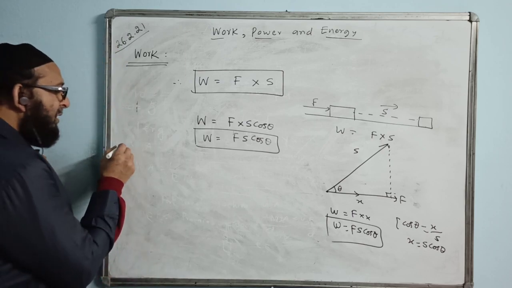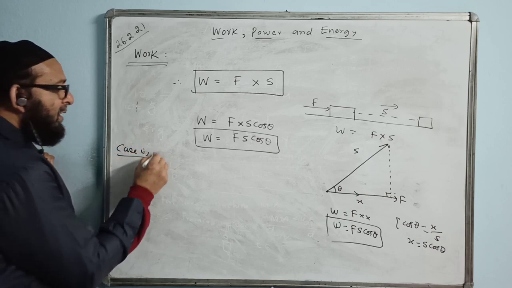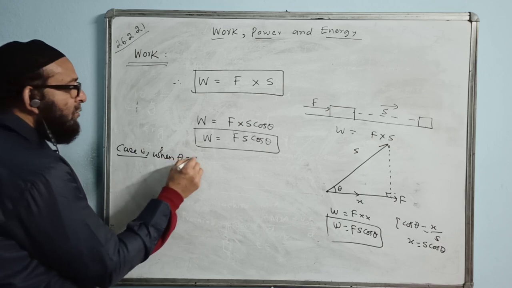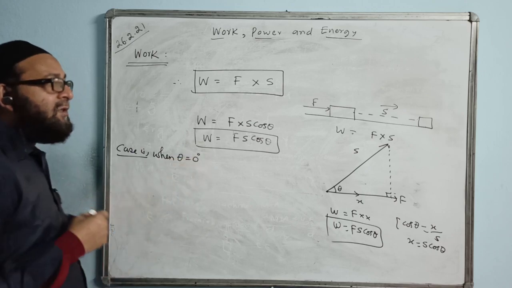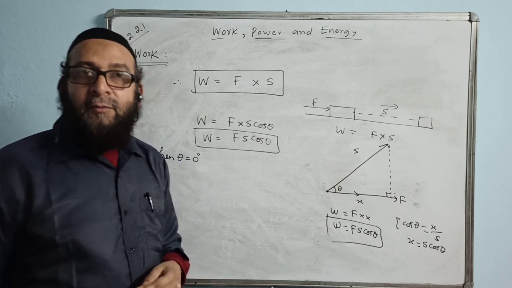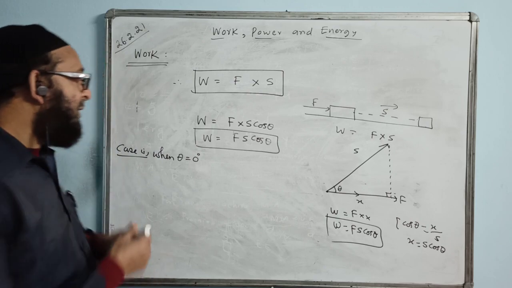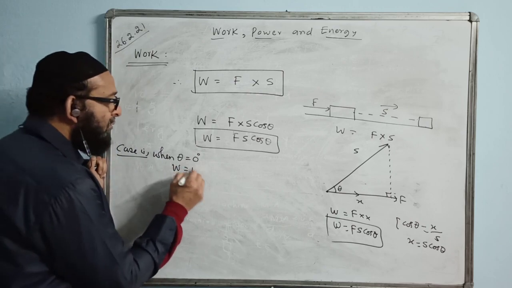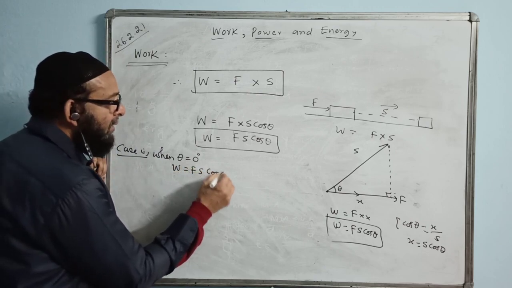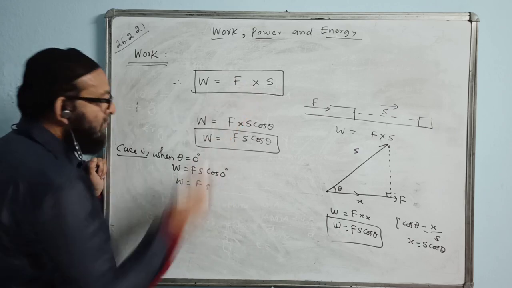Now, we have 3 cases depending upon the value of theta. Case 1: when theta is equal to 0 degree, that means the force is applied in the same direction as the displacement. Then the work done will be said to be maximum and positive, because cos 0 degree is 1. W is equal to F S cos 0 degree, and cos 0 degree is 1, so the answer will remain F S. Same formula as before.